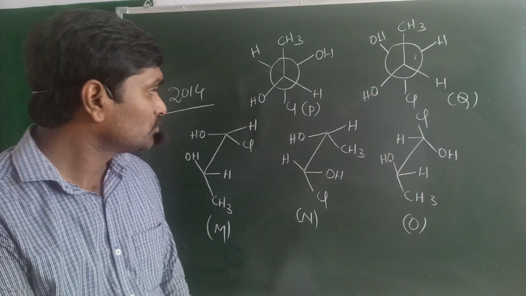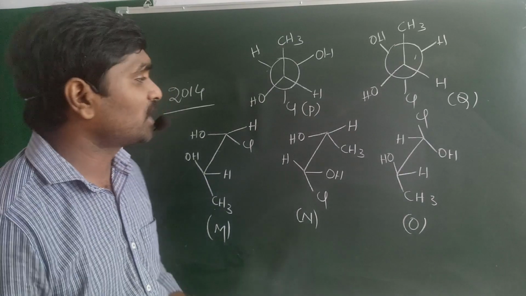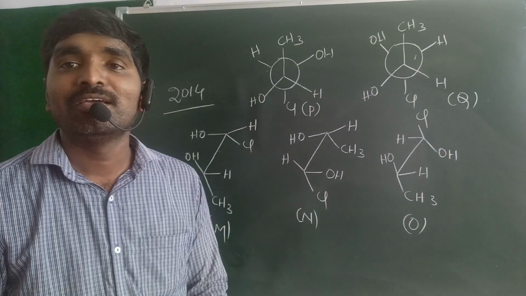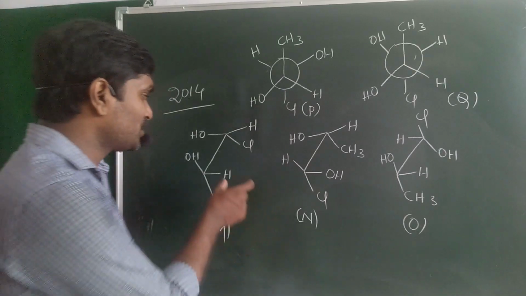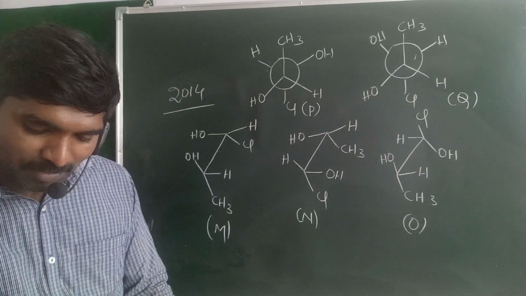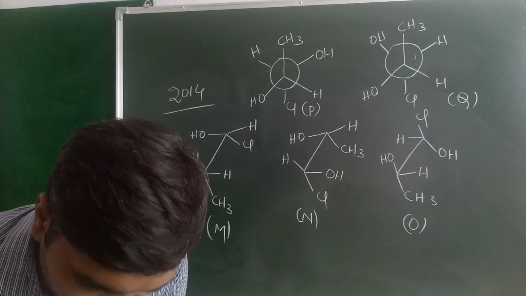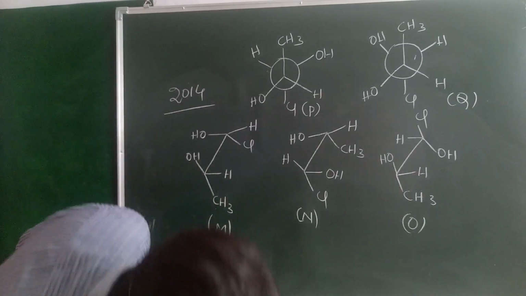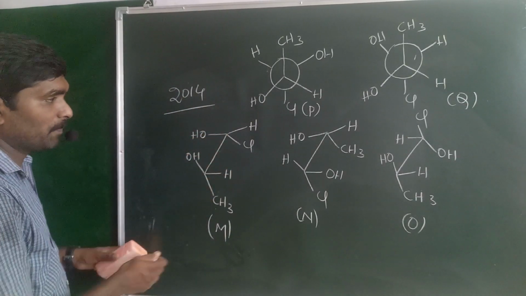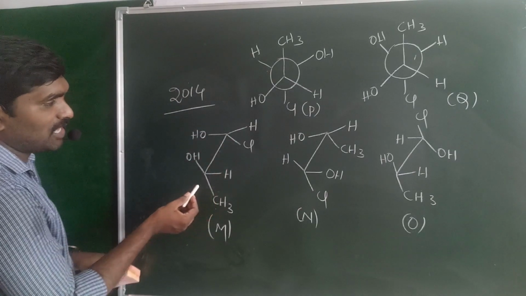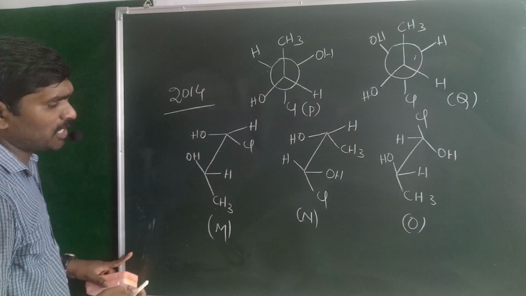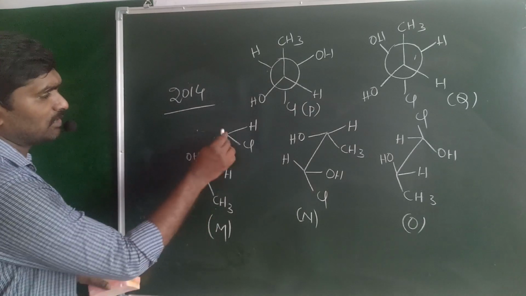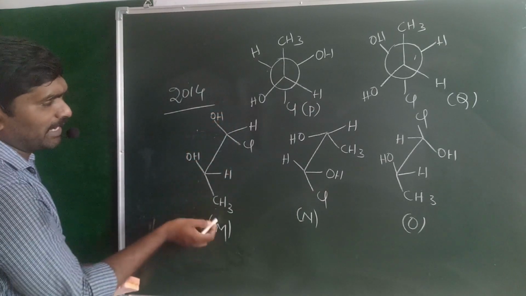So what about the structures? First you should convert into the Fischer projection formula from the Sawhorse formula. When you take this structure, I'll just convert it into the Sawhorse formula. Is it an eclipsed conformation or staggered conformation? Cl and CH3 are both parallel to each other, which is nothing but an eclipsed conformation.